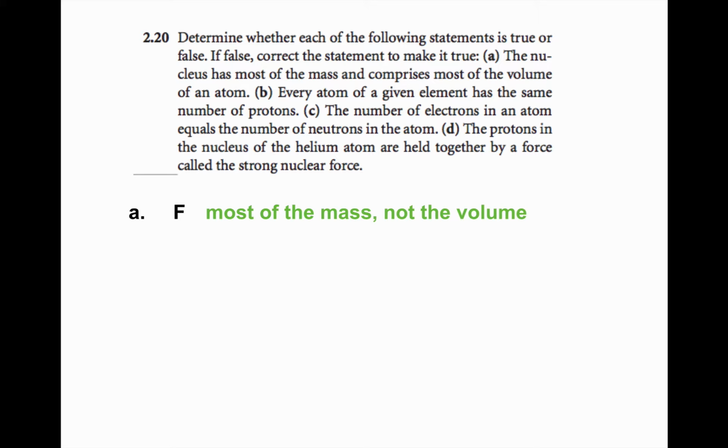Every atom of a given element has the same number of protons. Yes, that's what defines a particular type of atom. There's only one atom in the universe that has 6 protons. That's carbon. There's only one atom in the universe that has 2 protons. That's helium, and so on. The number of electrons in an atom equals the number of neutrons in an atom? No. If you have a neutral atom, the number of electrons is equal to the number of protons.